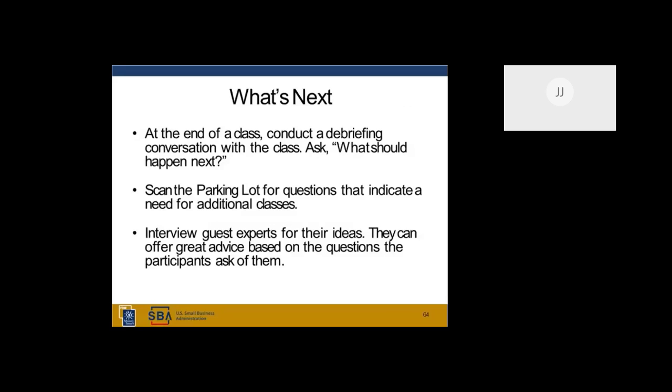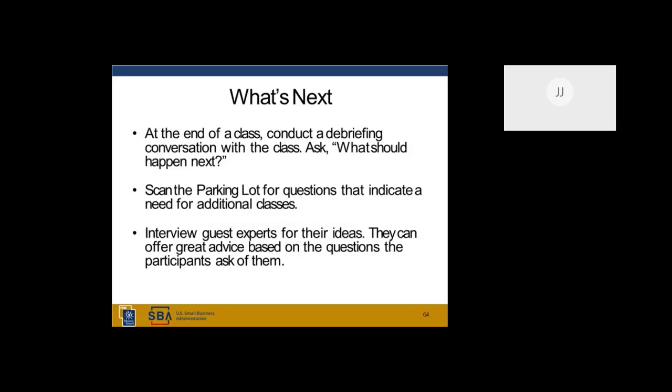Again, you can scan the parking lot. David discussed the parking lot a little earlier. If you've got questions that you need to address at a later date, that's a great place to look for ideas and inspiration on other topics and training ideas for that particular group of participants.